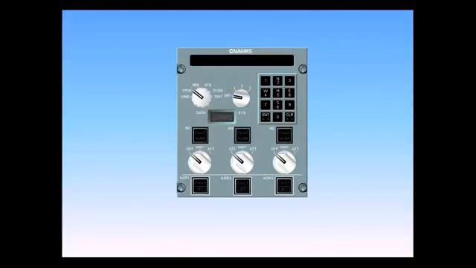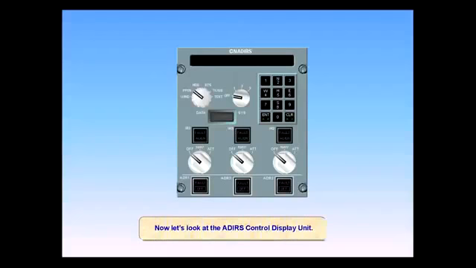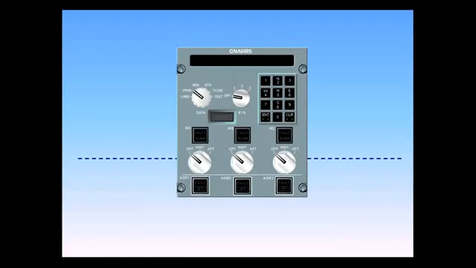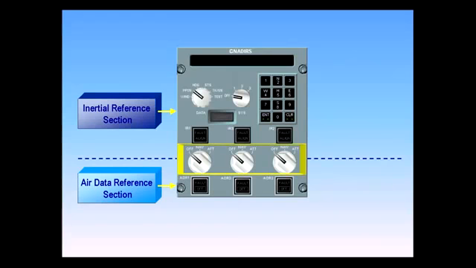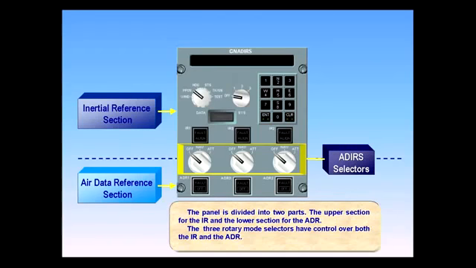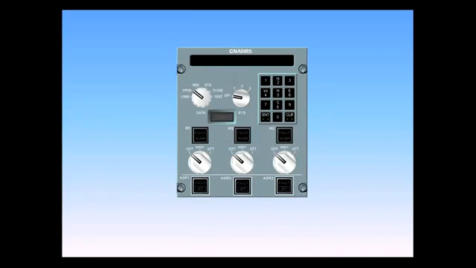Now let's look at the ADIRS Control Display Unit. The panel is divided into 2 parts, the upper section for the IR and the lower section for the ADR. The 3 rotary mode selectors have control over both the IR and the ADR. The controls and indicators for the individual ADIRS are grouped and arranged in the order of 1, 3, and 2.